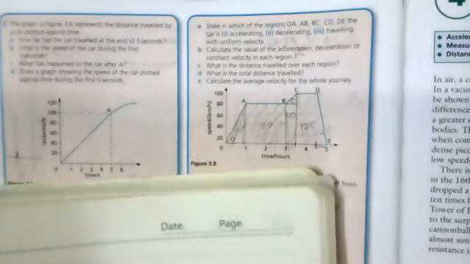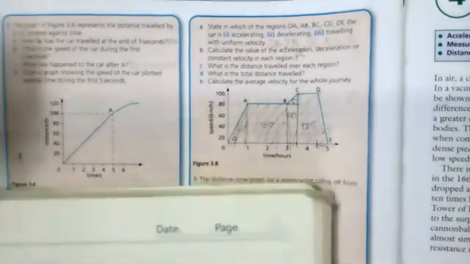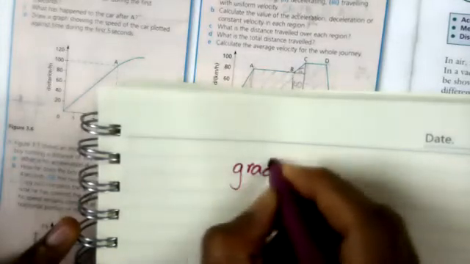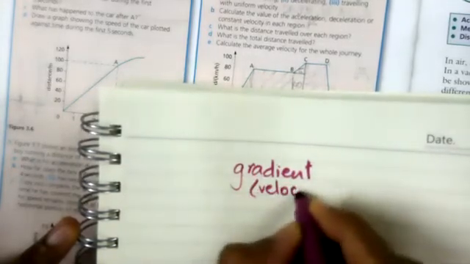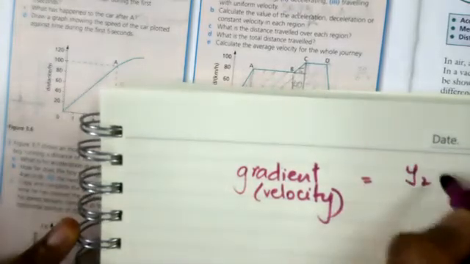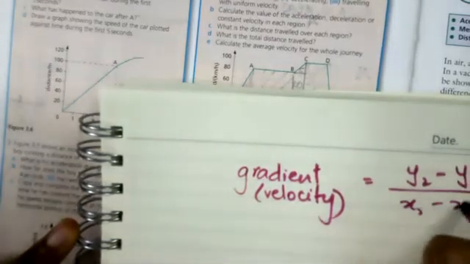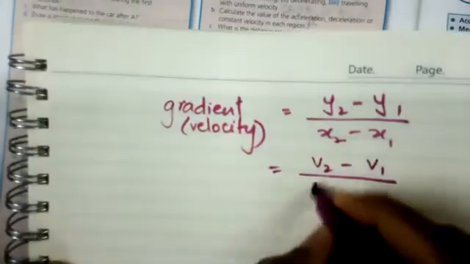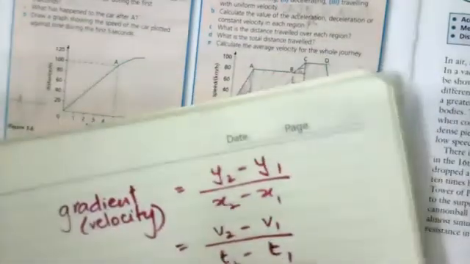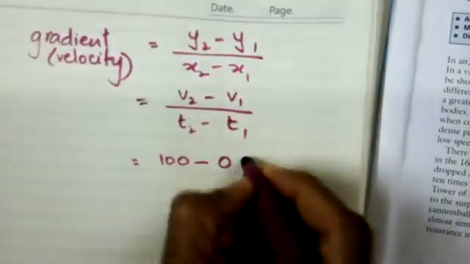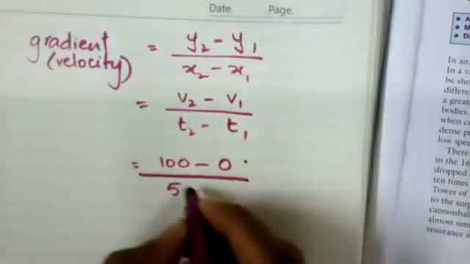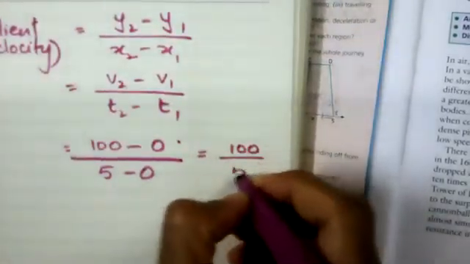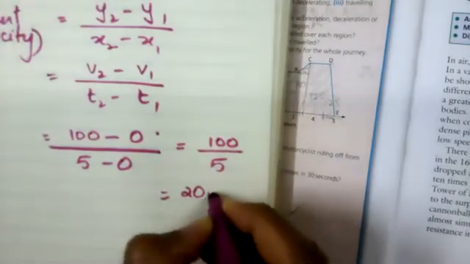The answer is 20 kilometers per. Yeah, I know the answer. I want to know how. Distance divided by time, 100 divided by 5, right. So gradient, again, I would do it this way. Gradient, which is the velocity, is equal to y2 minus y1 over x2 minus x1, or you can say v2 minus v1 over t2 minus t1. Here it is 100 minus 0 over 5 minus 0. So 100 divided by 5 is 20 meters per second.